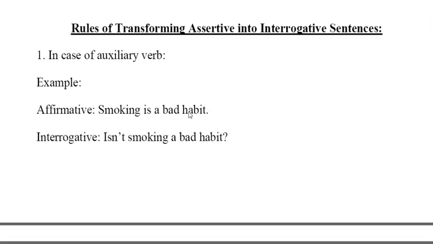Now we'll discuss how to transform from assertive to interrogative sentences. First one, in this case we will take the helping verb at the beginning with negative contraction. Like, smoking is a bad habit, so you can change it to: isn't smoking a bad habit? And we must put the interrogative sign at the last. If the statement is positive, we take the helping verb with not contraction.